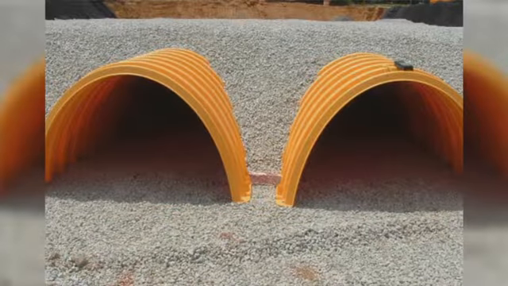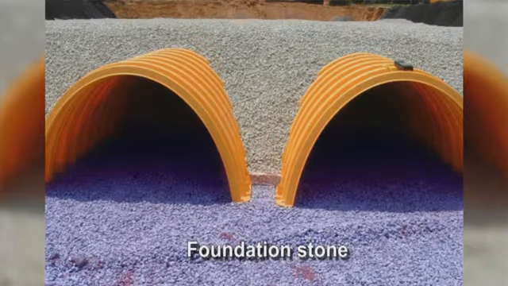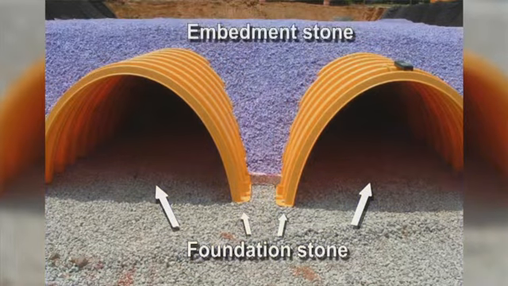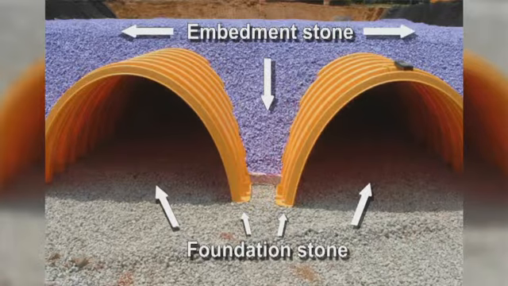Before we get started, let's define two important terms that we will use. The foundation stone is the crushed angular stone under the chambers. The embedment stone is the crushed angular stone between the chambers to a depth of at least 12 inches over the top of the chambers.